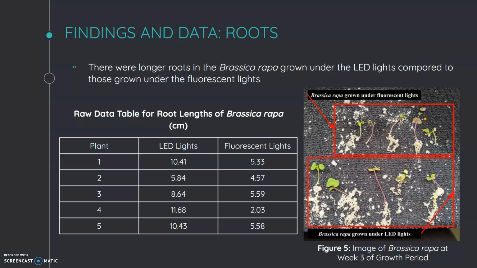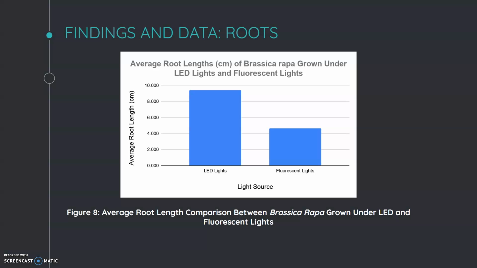Regarding the root lengths, there were longer roots in the Brassica rapa grown under the LED lights compared to those grown under the fluorescent lights. In my figure 5, you can see that it's quite distinct in the pictures. And in the raw data table, I have them measured in centimeters, and the lengths under the LED lights are consistently longer than those under the fluorescent lights. This graph displays the mean average root lengths for each light source, and it's quite distinct that the LED lights had longer average root length.